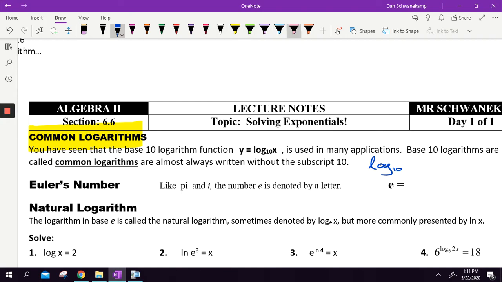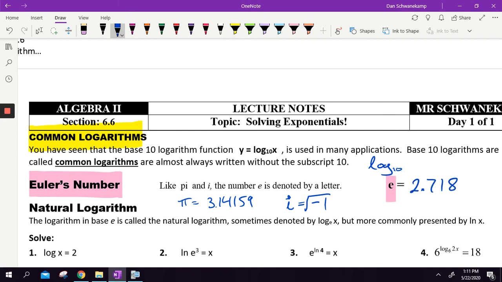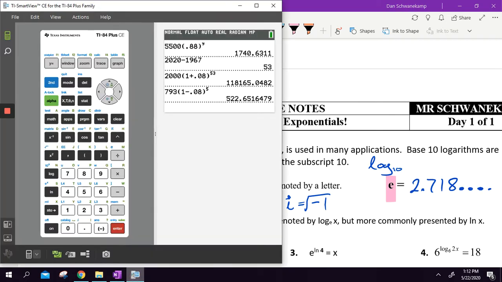The other thing we got to deal with is Euler's number. If you see the letter E in math class, that is a number, just like pi, when you see pi, that is 3.14159. I is the square root of -1. E is a number. E is 2.71, and then I believe it's 8, and it keeps going from there. It's an irrational number, meaning it never ends.